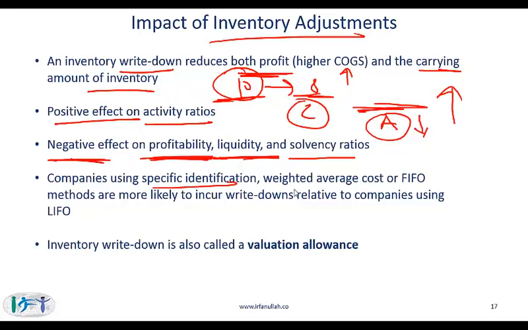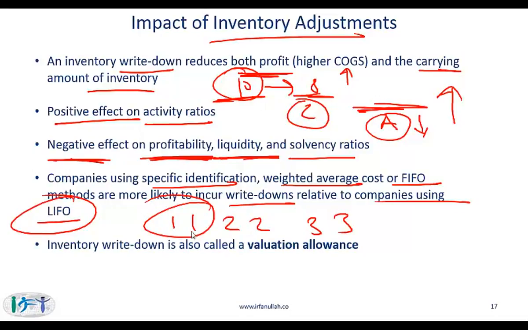Companies using specific identification, weighted average cost or FIFO methods are more likely to incur write-downs relative to companies using LIFO. Why is this? If you think of my simple 1, 1, 2, 2, 3, 3 scenario, with companies using LIFO, the inventory value is relatively low, so the probability of a write-down is low. Companies using FIFO, for example, will have inventory that is valued higher, so there is a higher chance of write-downs.